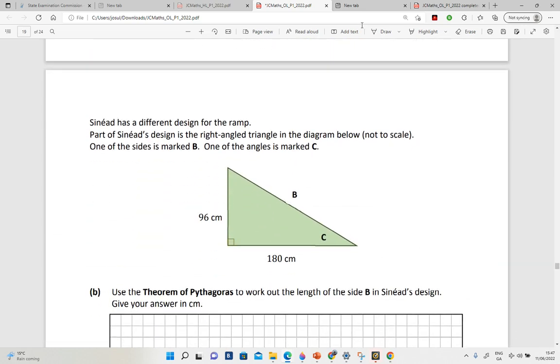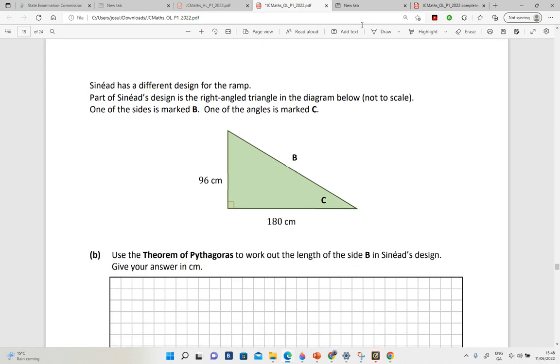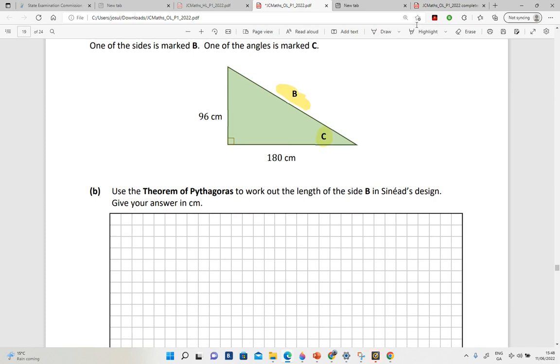Now the next one. So this is the other design. Sinead has a different design for the ramp. Part of Sinead's design is the right angle triangle in the diagram below. One of the sides is marked B. One of the angles is marked C. So this is side B here, and the angle they're talking about is there. Using the theorem of Pythagoras, work out the length of side B in Sinead's design. So they want you to calculate the length of that line there, from there to there. Okay, so we want to use Pythagoras' theorem.